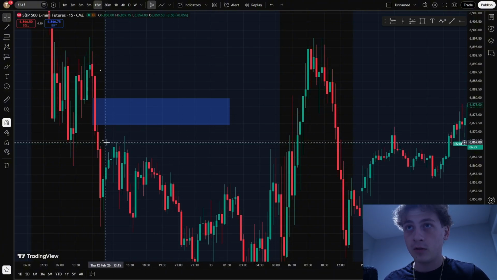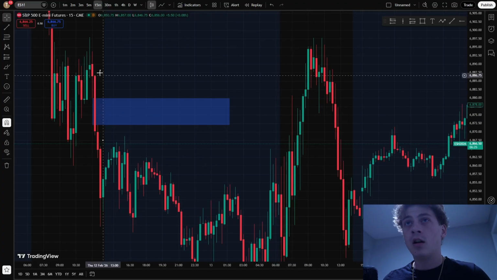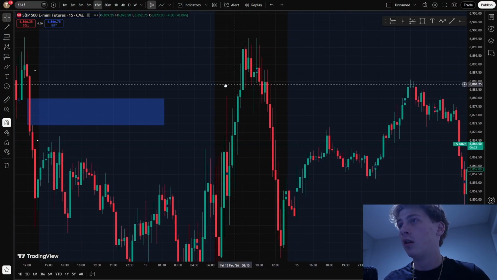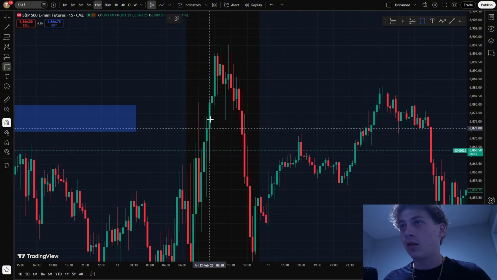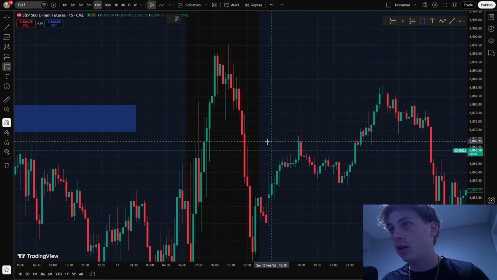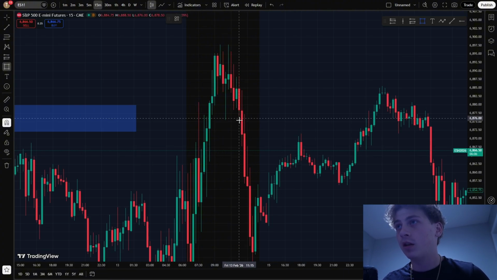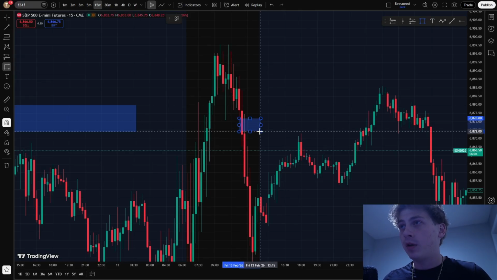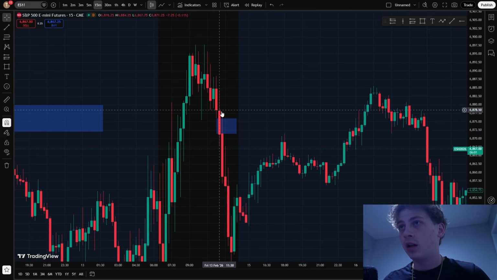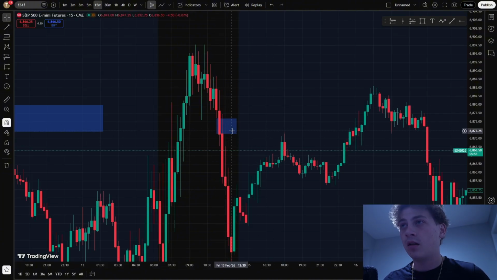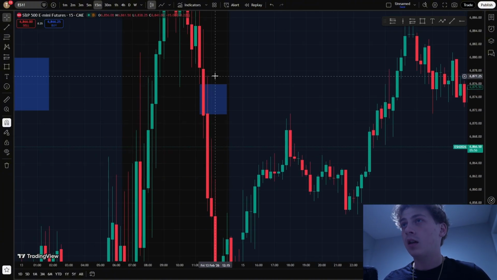I see a lot of people where, for example, this one here. Some people mark this out as a fair value gap because you get 3 candles going down, but that is not a fair value gap, guys, because this wick fills it in. So price came up through it. That is not a fair value gap.